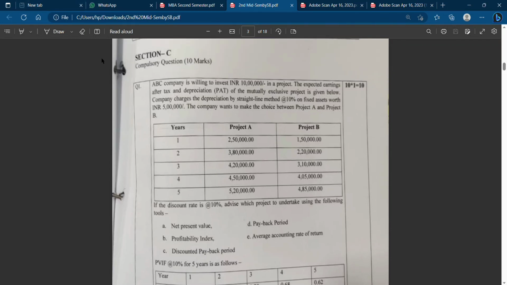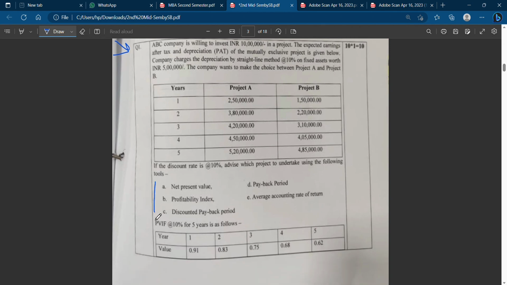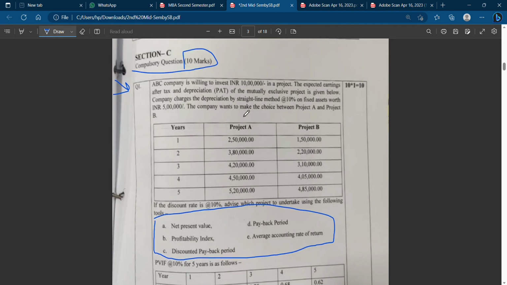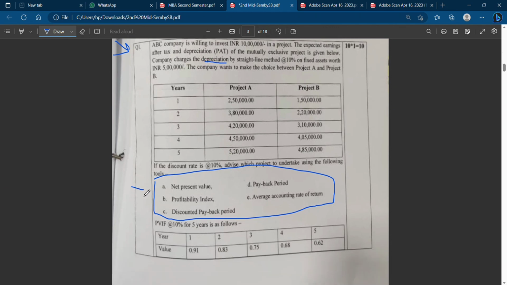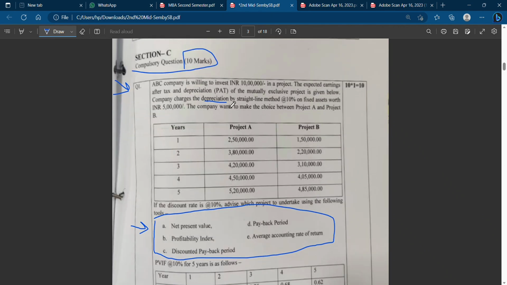Hello guys. Today we are going to solve the question of our previous midterm paper, Project Management Section C case study of 10 marks. The question is simple. We have to calculate only these methods. But the one trick in the question is that depreciation is given. So we have to adjust that amount, then solve by these methods. Let's firstly read the question.